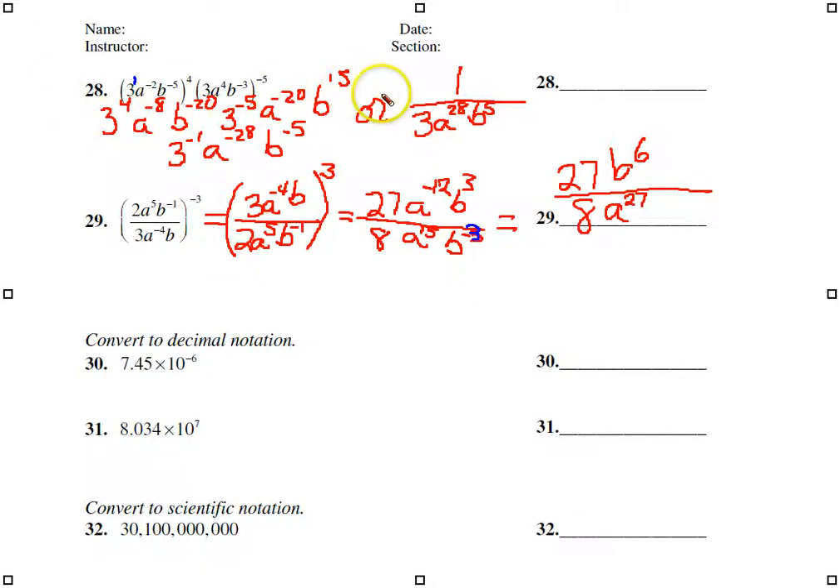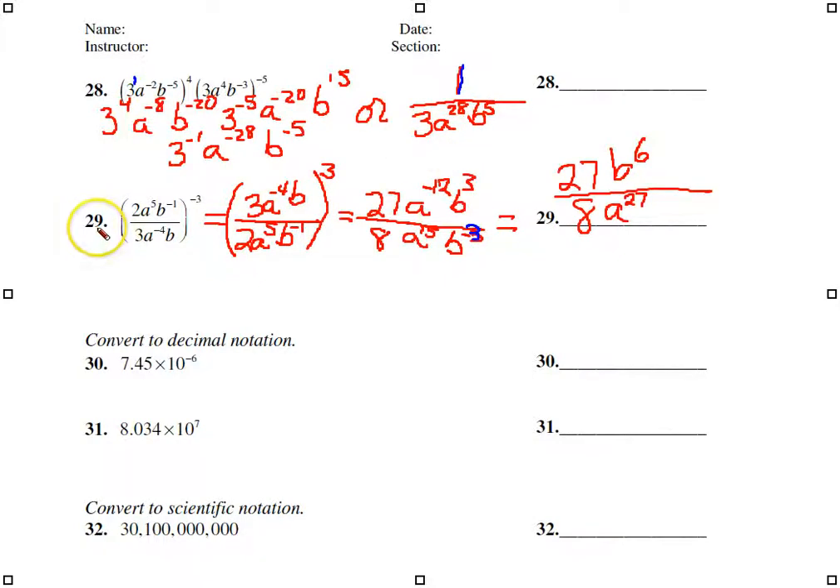Then we group everything and we end up with 3 to the negative 1, A to the negative 28, and B to the negative 5th. And if you want to put it in positive exponents, remember that you have to put the 1 up there to occupy the numerator position. And this is in the denominator.